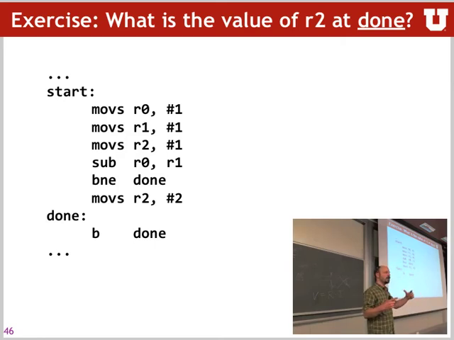So try to be in groups of 2 or 3. Try to decode and see what this is doing. More specifically, try to figure out what is the value of R2 if you get down here to done. And if you have questions, please flag me down and I can come and help.